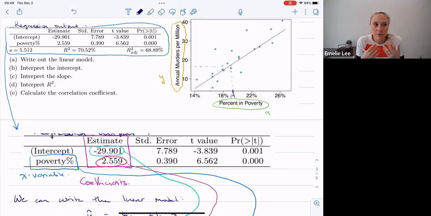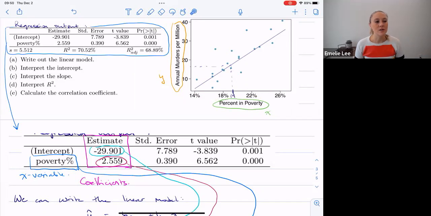Before you go ahead and plug X's into your model, you want to check whether it is within this range. We can go a little bit beyond, as long as we feel there would be a linear model that would continue here if we collected more data. But we should restrict our predictions to about 14 to 26% in poverty for this model.